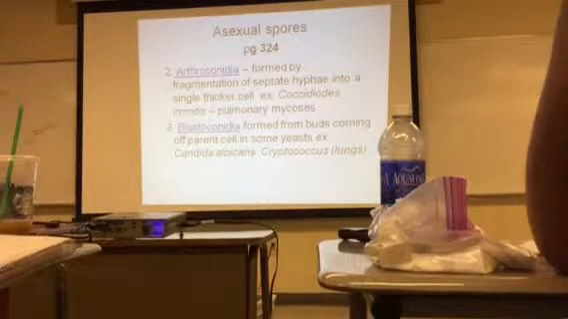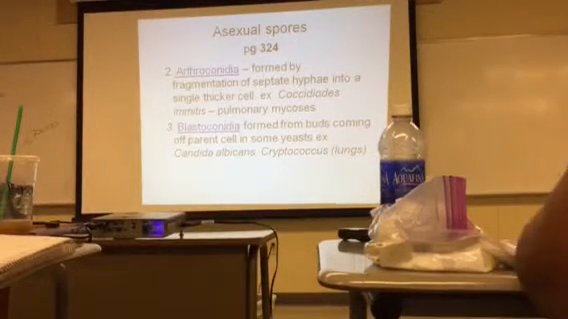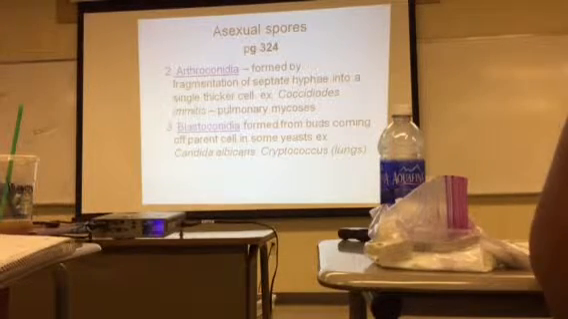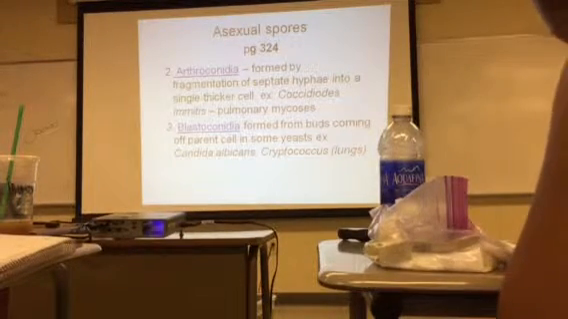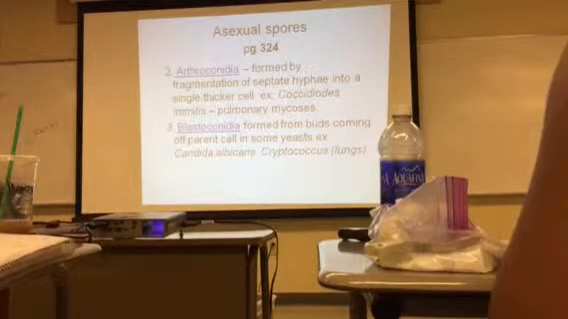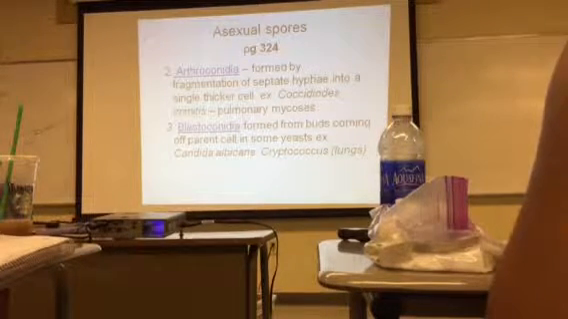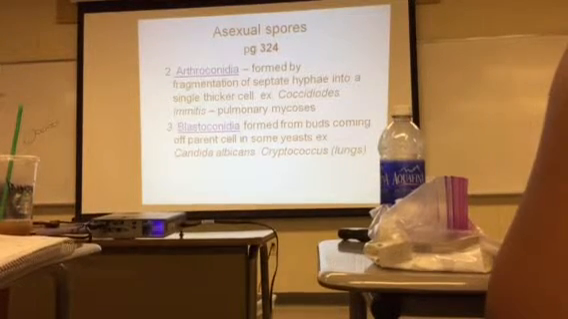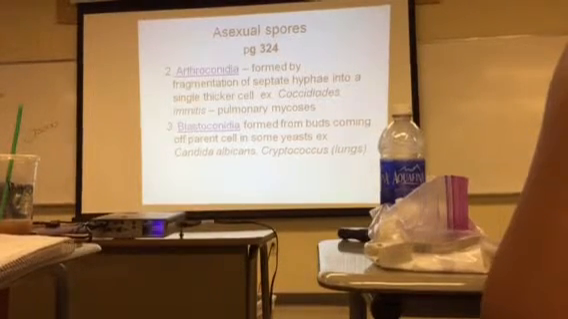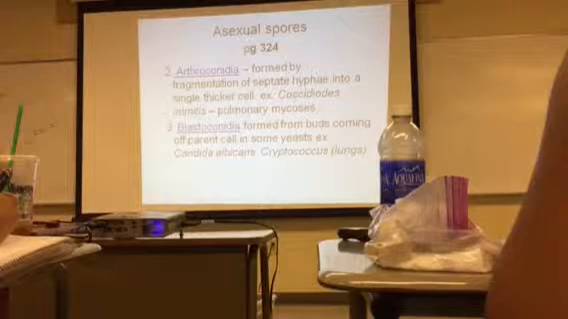There's also what's called arthroconidia. They are formed by fragmentation of a septate hyphae into a single thicker cell. So an example of a fungi that does that is Coccidioides immitis. That one is definitely a pathogen. This is the one that my sister came down with, Coccidioides immitis, and it causes pulmonary mycosis.